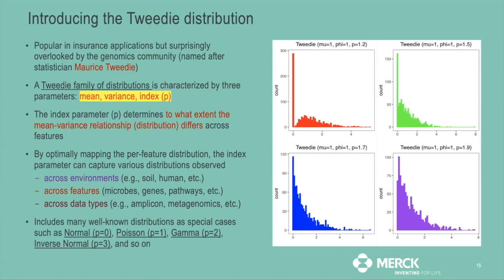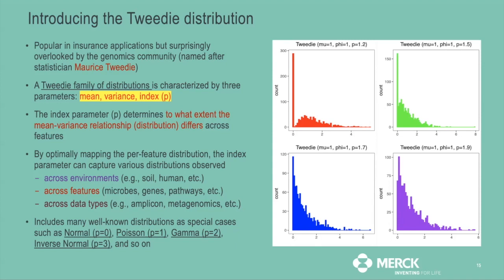In general, it's very popular in some other areas, for example, health insurance applications, because they also have zero-inflated data or data with a lot of zeros. I don't want to go into too much detail here, but this is a very flexible distribution, and some of the distributions are shown in the right-hand side plot.